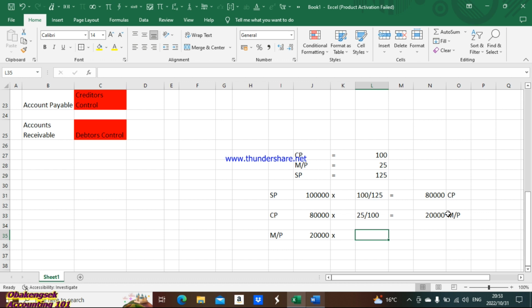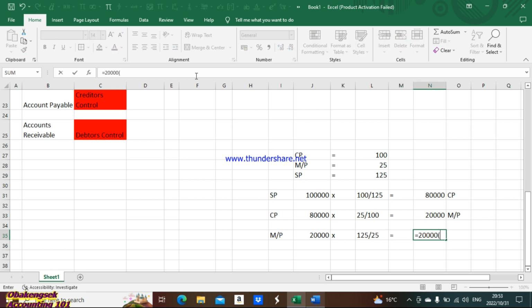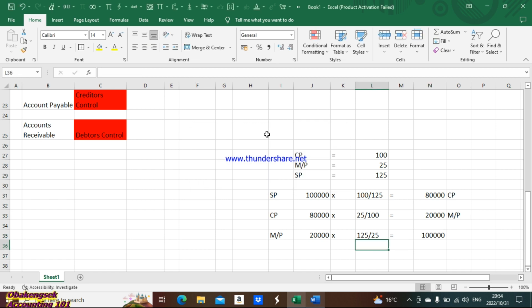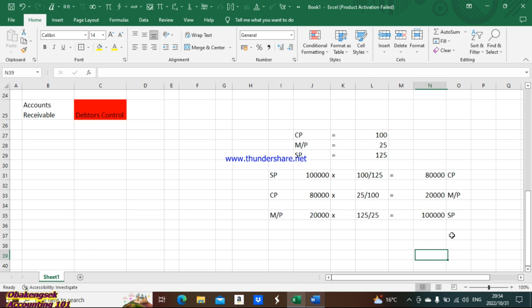So we're going to say what we want over what we have. So we're going to say 125, because we're looking for our selling price, and our selling price is 125 here. Over what we have, our markup of 25%. See, so it's going to be 125 over 25, and this is 20,000 times 125 divided by 25. That gives us 100,000. See, here's our selling price, 100,000. So it's basically the same thing, guys.